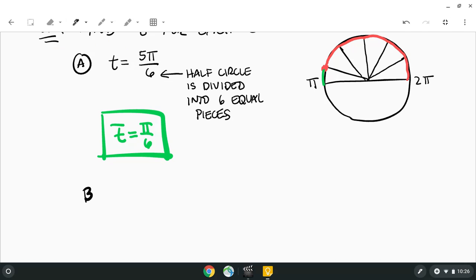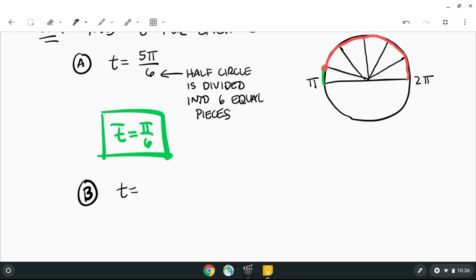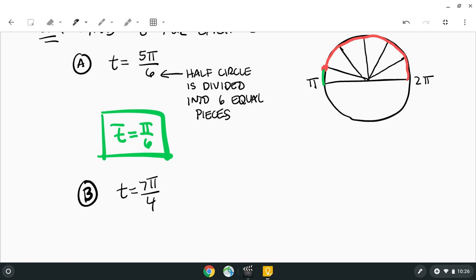Okay, so suppose that we have 7 pi over 4. Okay, which means that my half circle is cut into 4 pieces, and I'm going to need more than 4. So this time I will cut it down on the bottom as well.